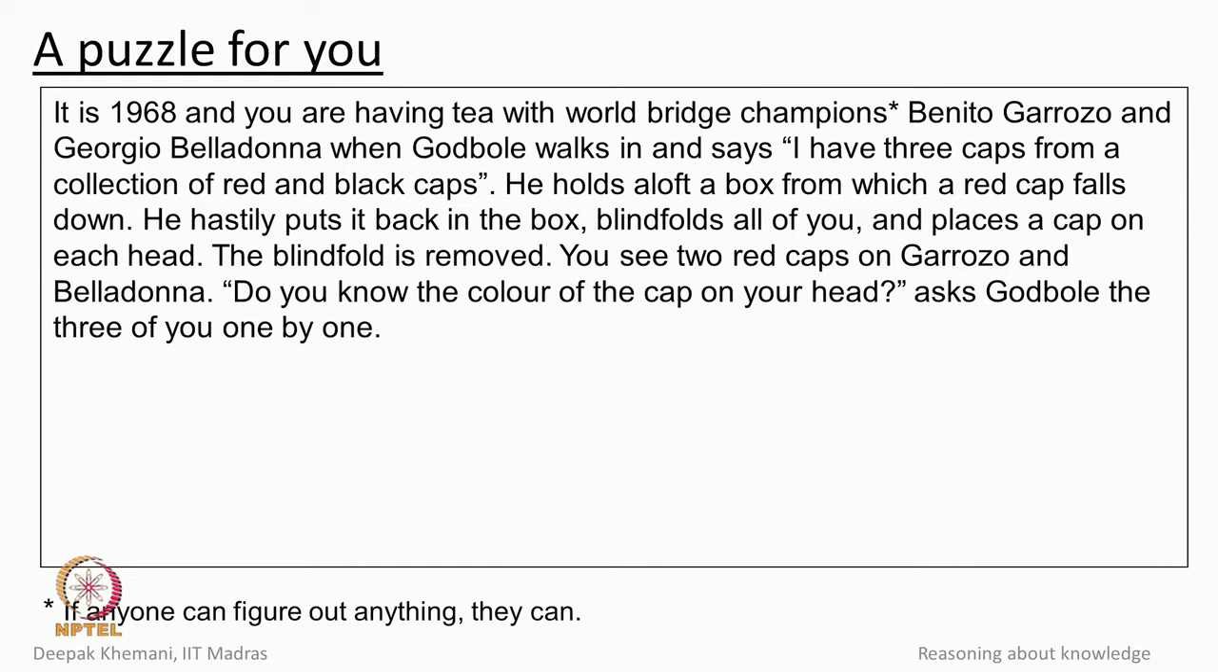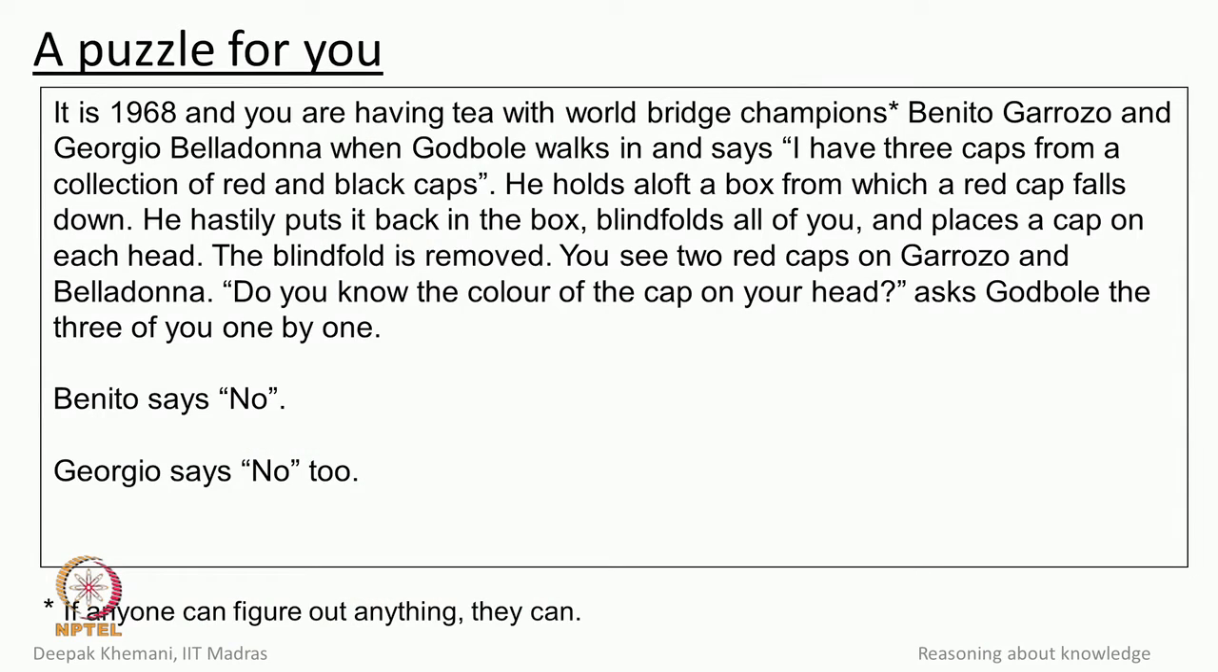So, the year is 1968, maybe you were not born then, but still you are sitting with two bridge world champions, and then in walks your tormentor, the goat bully, and he says that he has 3 caps from a collection of red and black caps, and he holds aloft a box out of which one red cap falls down. So, you know that of the 3 caps that he is bringing, at least one of them is red essentially.